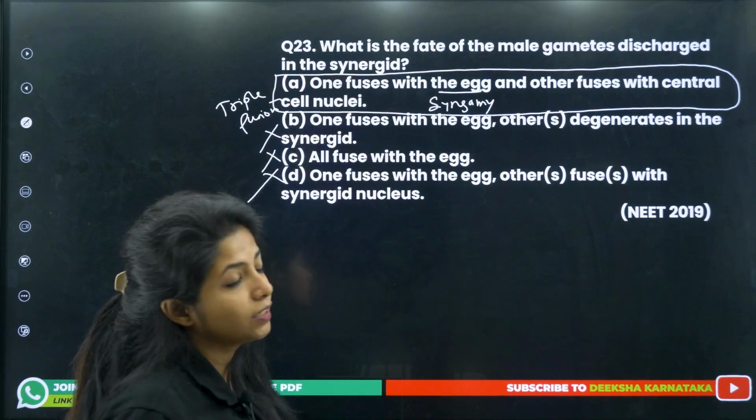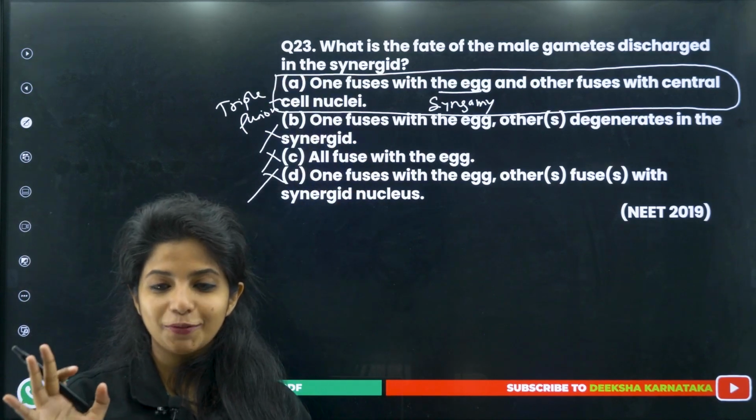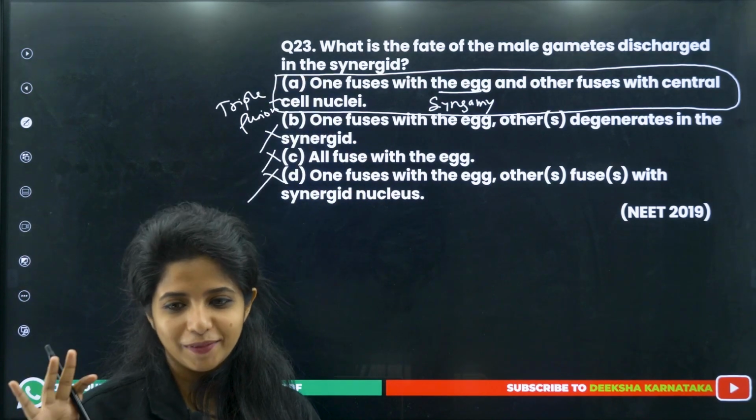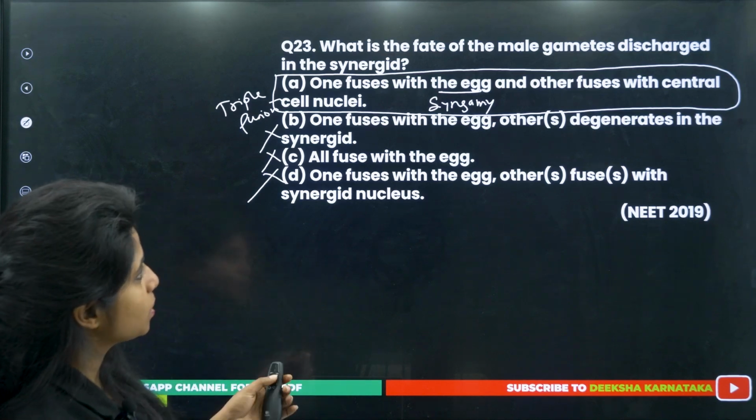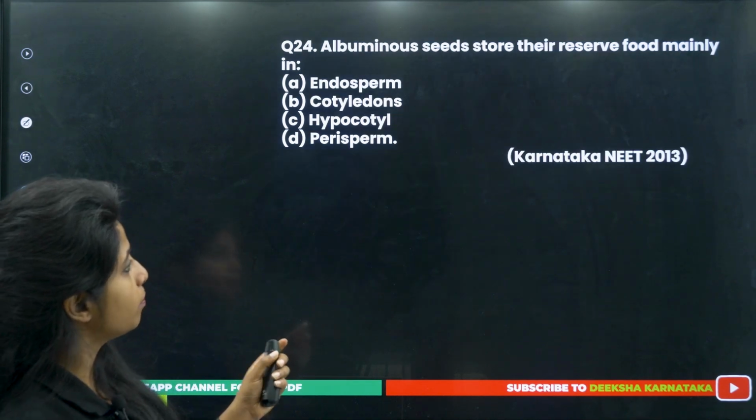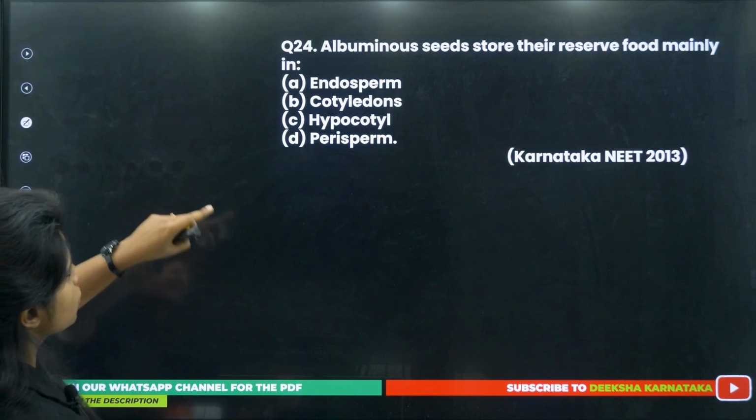Let me know if you got it correct. This is 2019 question, very easy question, right? Wish this question came this year, so my children could have got marks. But yes, my children are very big champions, so obviously you will get good score.